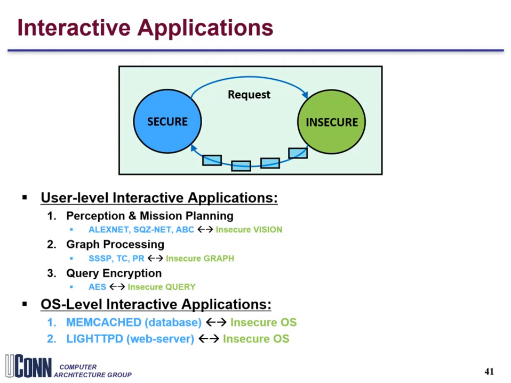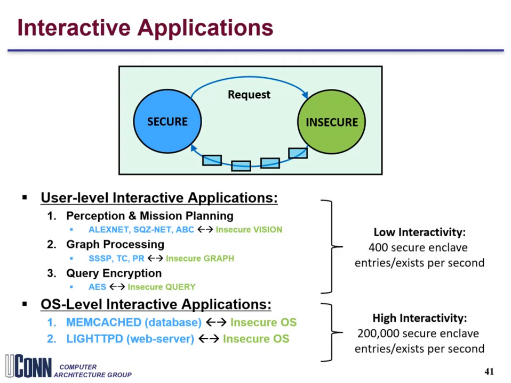Similarly, the second set of applications is the OS-level interactive applications, where the secure memcached and lighttpd processes interact with the insecure operating system. The user-level applications are considered low interactive as they incur only 400 secure enclave entries and exits per second, whereas the OS-level applications are considered highly interactive as they perform around 200,000 interactions per second, and these numbers are corroborated with the prior work HardCALLS.